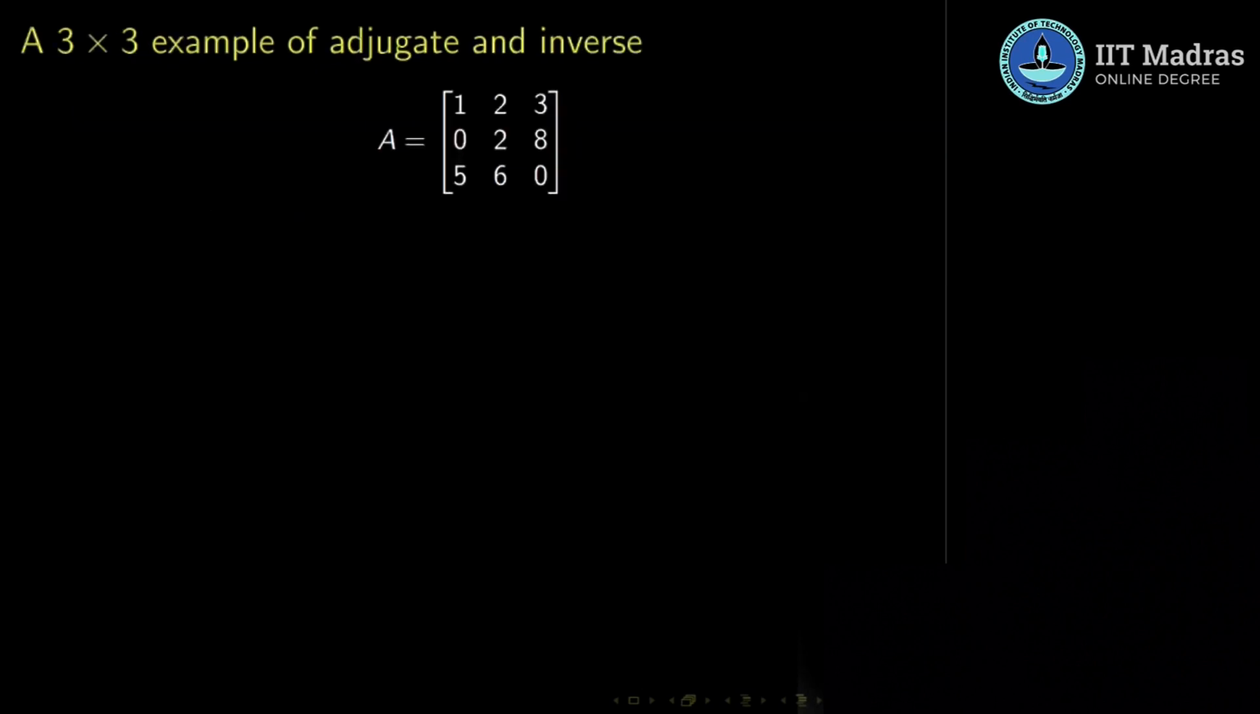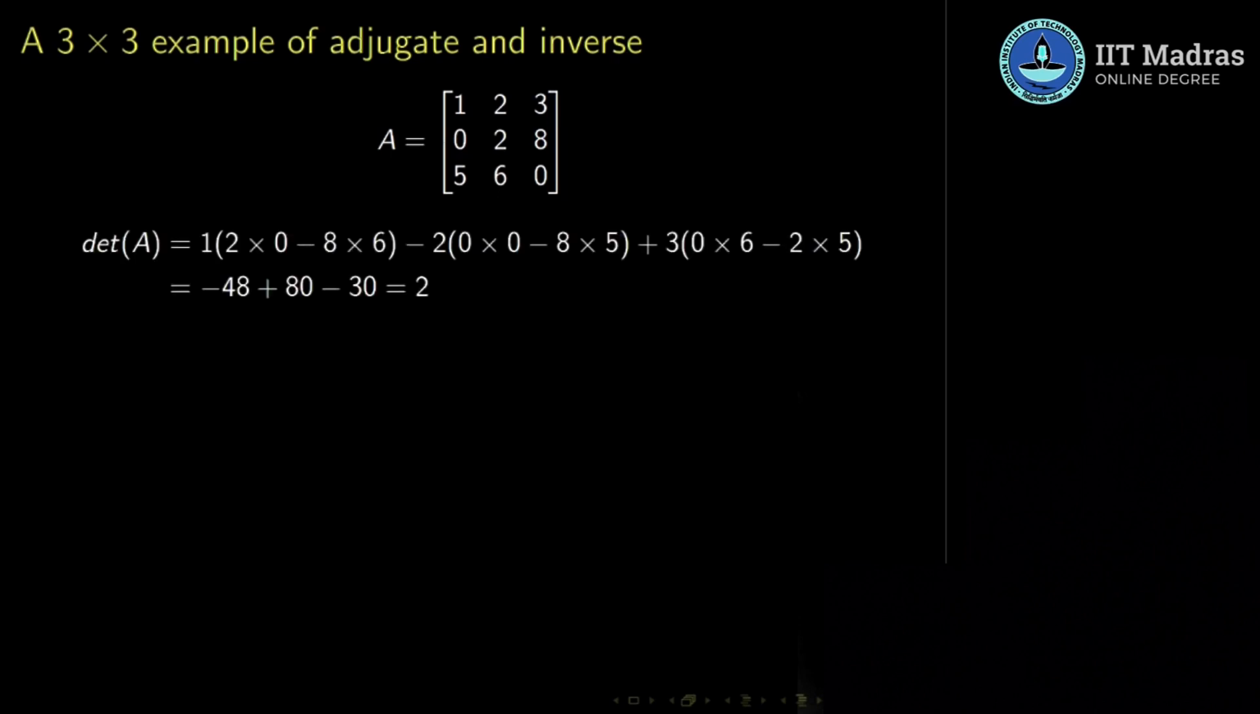So, here is the matrix A, which is 1, 2, 3 in the first row, 0, 2, 8 in the second row, 5, 6, 0 in the third row. Let us compute its minors first. Well, let us compute its determinant first. Determinant of A is well 1 times (2 times 0 minus 8 times 6) minus 2 times (0 times 0 minus 8 times 5) plus 3 times (0 times 6 minus 2 times 5), and if you work that out, that is minus 48 plus 80 minus 30. So, that is 2. Okay.